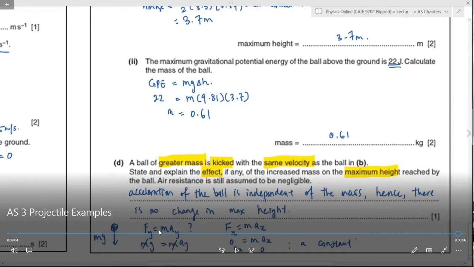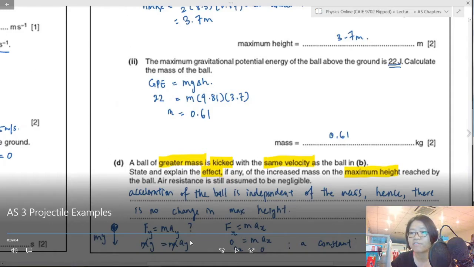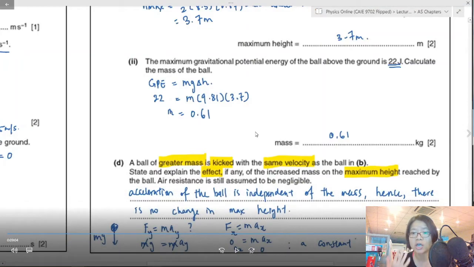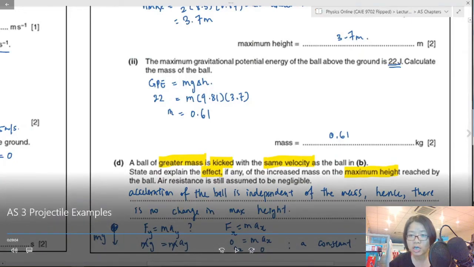In other words, if you have a larger mass here, it means that you have more weight. So it cancels out, so the acceleration is essentially constant. And because the acceleration is constant, you will have the same maximum height. If you want a larger maximum height, you need to change the 9.81. You either change how high you kick the ball or you change the 9.81.